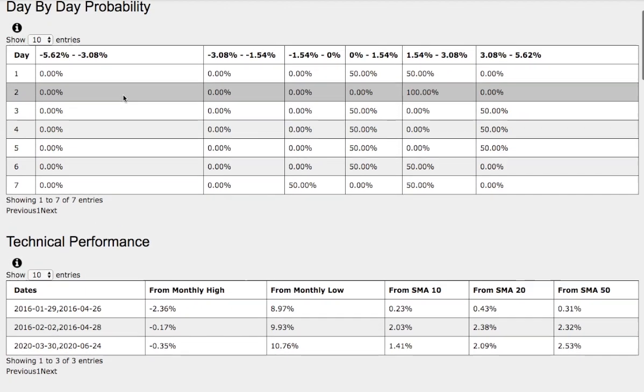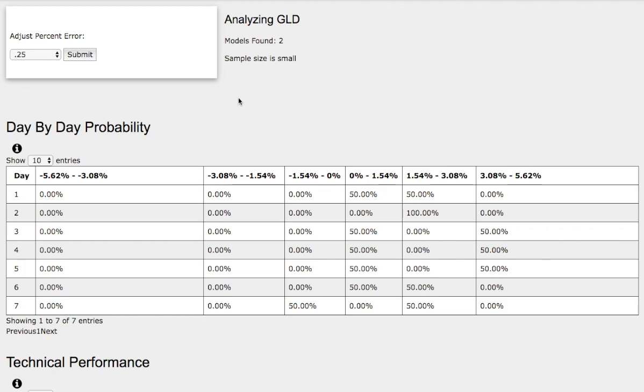Again, these models are now available in the link below, so do check it out. So as we progress to the 7th day, and again, we have a small sample size of 2 models found, so this is not statistically significant, so do keep that in mind. And if we progress to the 7th day, we have a 50% chance for gold futures to climb higher between 1.5% to 3%. And on the other side, to the downside, we have a 50% chance for gold futures to fall between 0 to negative 1.5%.